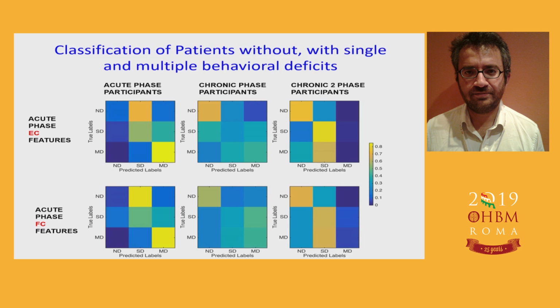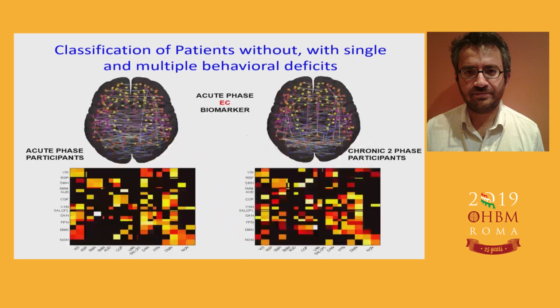The EC is able to distinguish between no deficit and single deficit patients quite well. By this time, there are not enough multiple deficit patients, and that's why the accuracy or precision is low in that case. I'm not going to talk about this.